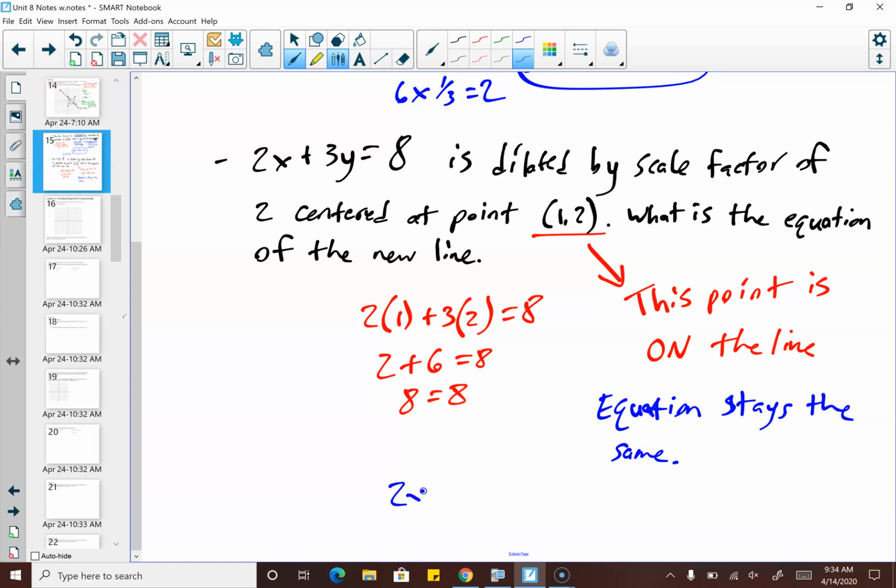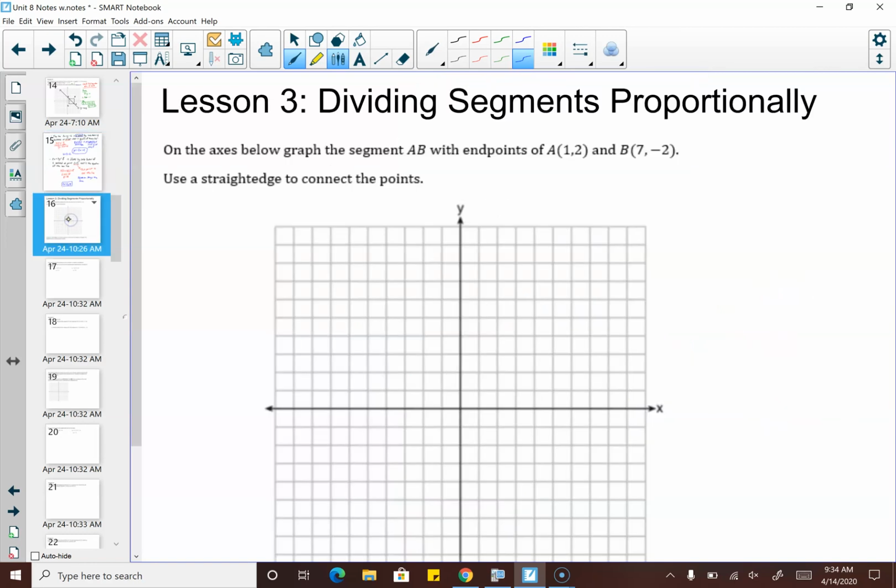So in this case, we want to make sure we answer the question, what is the equation of the new line? It's the same exact thing. It's still 2x plus 3y equals 8. All right. So make sure you understand the difference between when you center a line at the origin and when you center a line at a point that is on the line. So now as we head into lesson 3, dividing segments proportionally, we're going to talk about taking line segments that are on a graph, and we're going to divide them sometimes in half, but sometimes by different measurements as well.